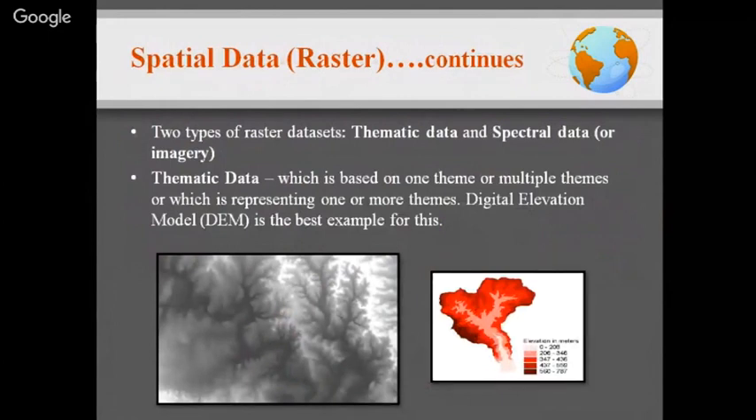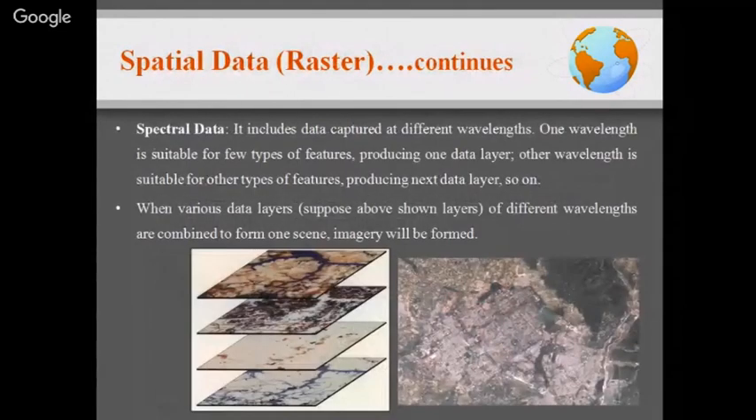Now this is how we have thematic and spectral data. Thematic data is based on one theme or multiple themes. Digital elevation models, which are known as DEMs, are the best examples. The spectral data includes data captured at different wavelengths. One wavelength is suitable for a few types of features, producing one data layer. Another wavelength is used for different types.